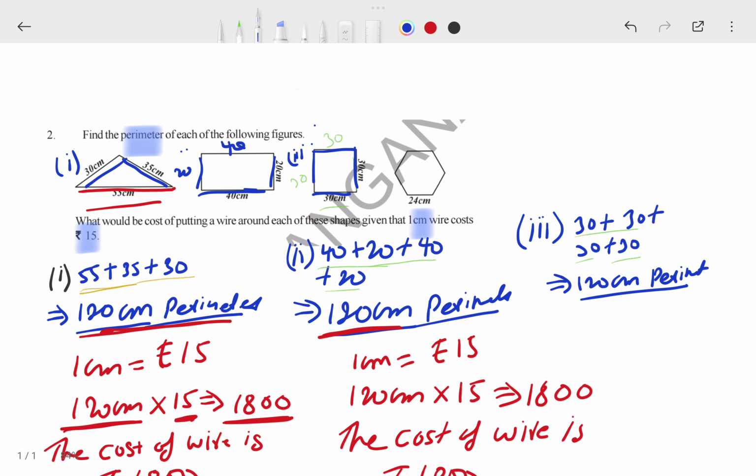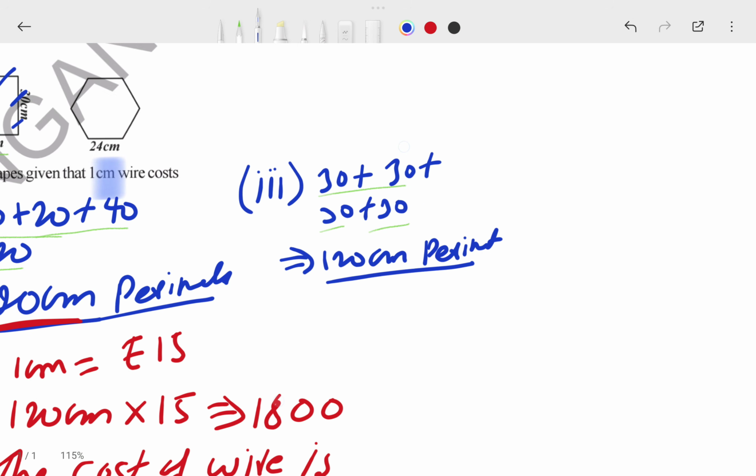Now we have found the perimeter, but we have to find the price of the wire. Here it is asking what would be the cost of putting wire in this surrounding, in this boundary. It says that the price of 1 centimeter of wire is 15 rupees. So how many centimeters is our boundary? Our boundary is 120 centimeter.